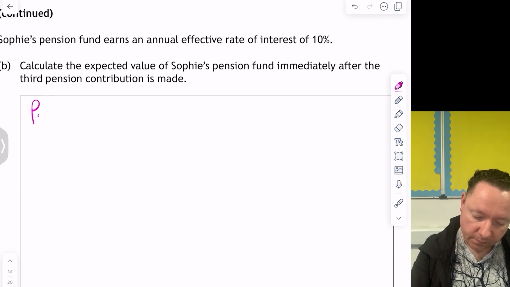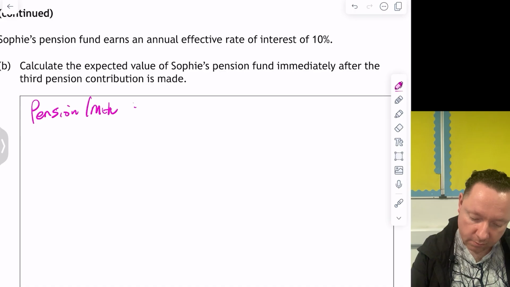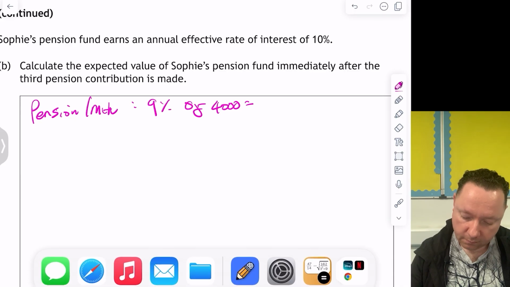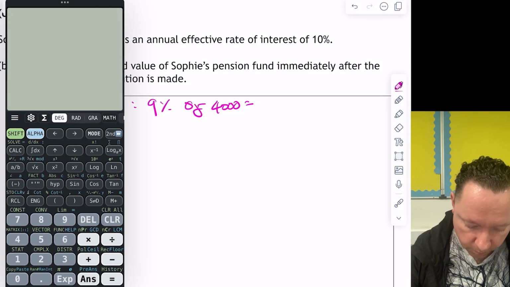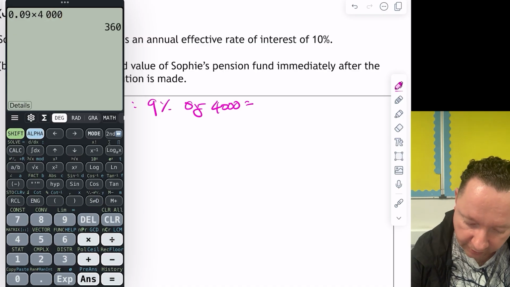So pension per month is worked out as 9% of her salary, which is £4,000. That's how much she gets. So 9%, 0.09 times 4,000 is £360. So that's how much she's putting in each month.